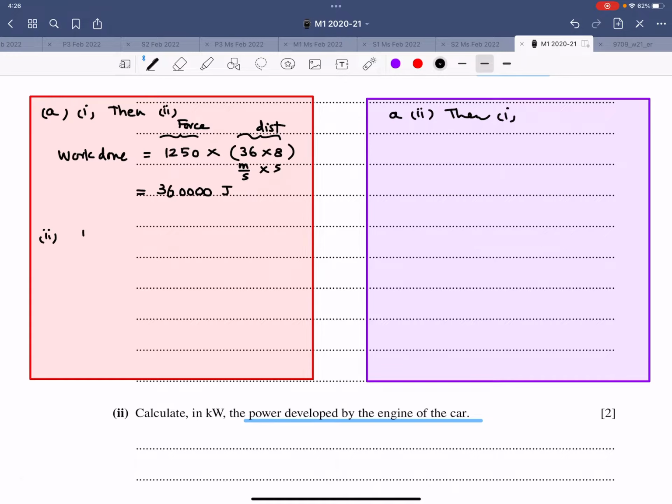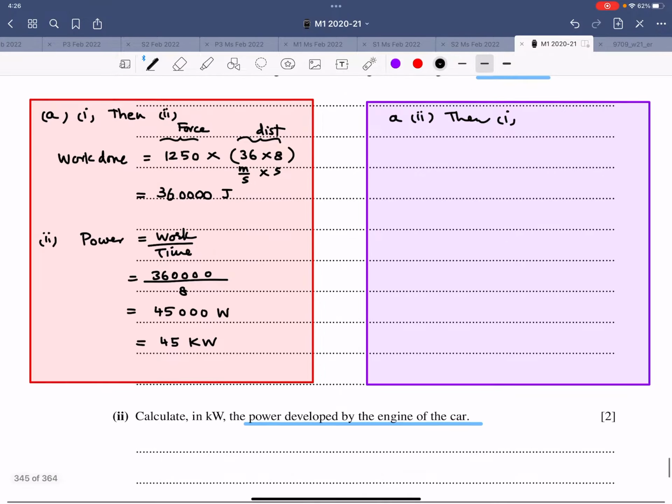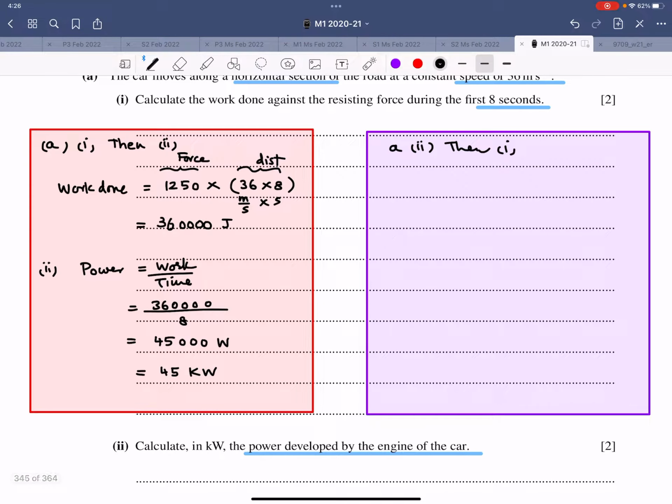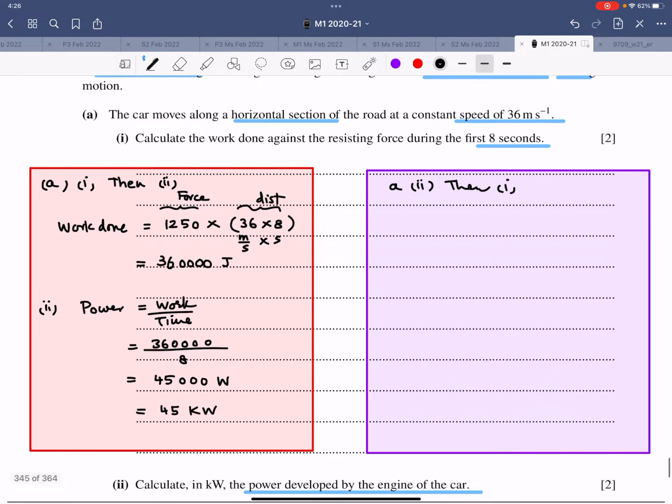Now power is work divided by time. So work is 360,000 divided by time, which is 8. So when you divide, what do you get? You get 45 with 3 zeros, that is 45,000, and this is watts, and you can also write it in kilowatts, that is 45 kilowatt. You erase the 3 zeros and put a kilo sign. That's one way. Now, my personal inclination would be part 2 first, then part 1. It's just a matter of preference and nothing more.